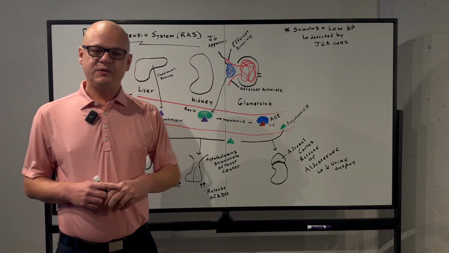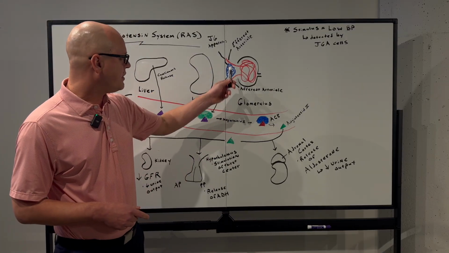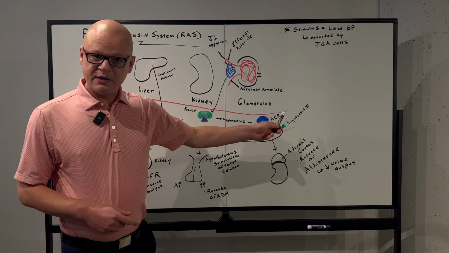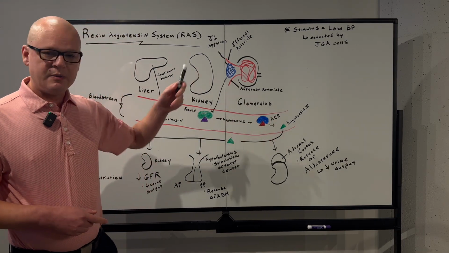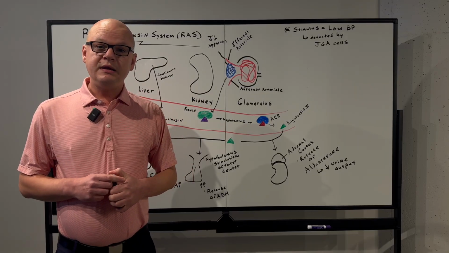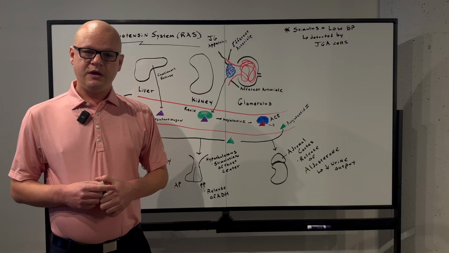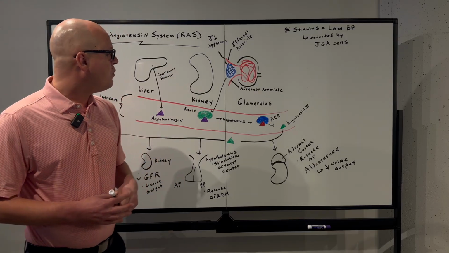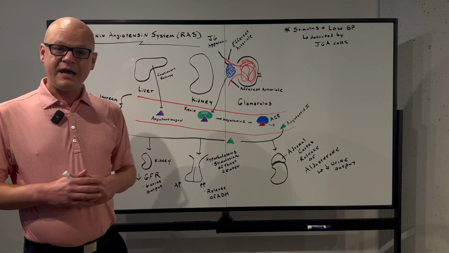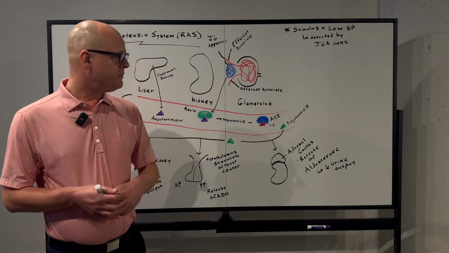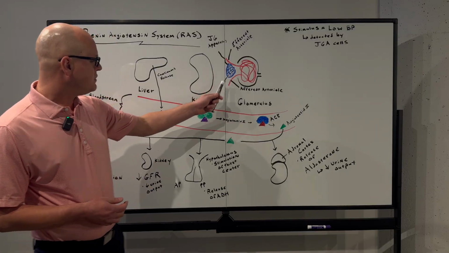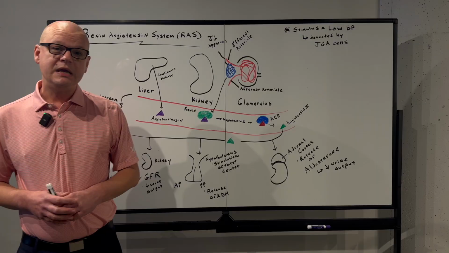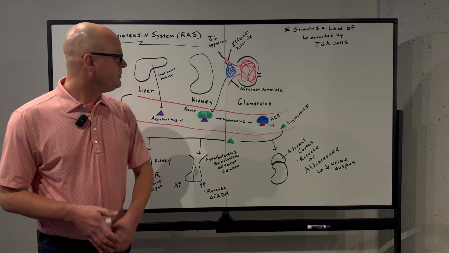This is intimately associated with both the afferent and efferent arteriole of the glomerulus. The glomerulus is going to be found in the kidney, part of the filtration system for producing urine. So when these JG cells detect that low blood pressure, they release renin. So now we have renin present in the bloodstream.